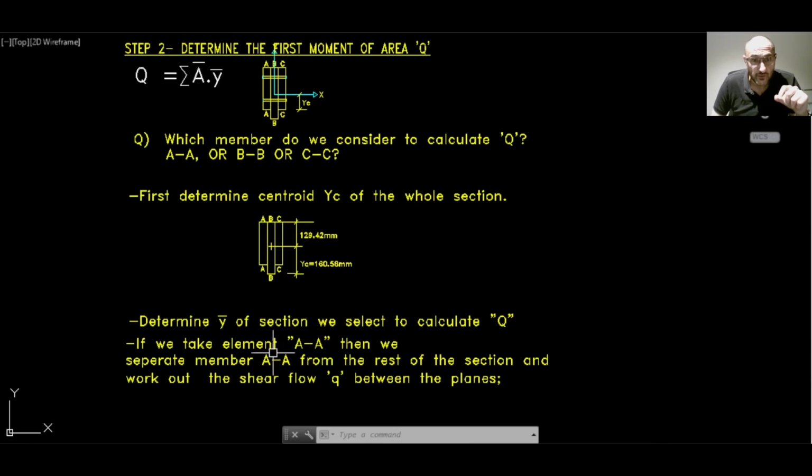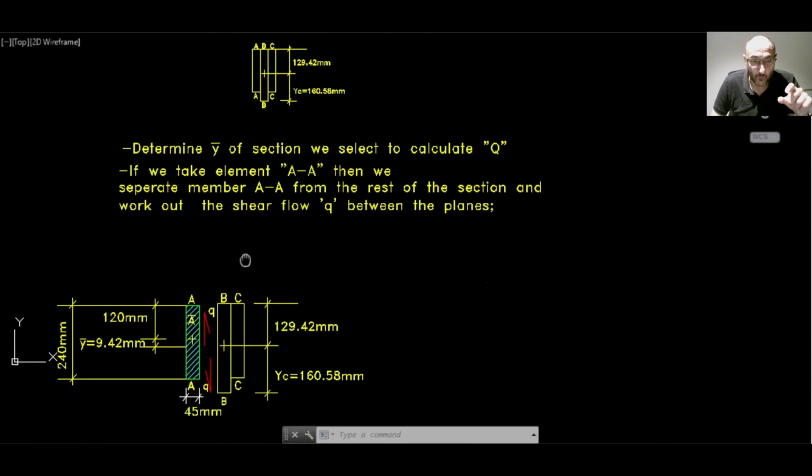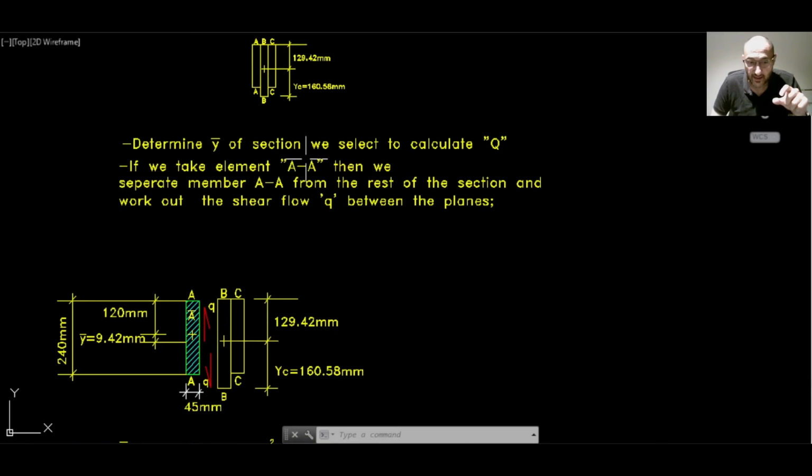Then what we need to do, let's say we want to start with element AA. Okay, let's say we take AA. What we need to do is separate the member AA from the rest of the section and then work out the shear flow Q between the planes that you selected. So to take AA, we take it apart, leave BB and CC together, and then work out the shear flow that is happening in between the fixings. Okay, we might do it step by step so that we do not get confused.